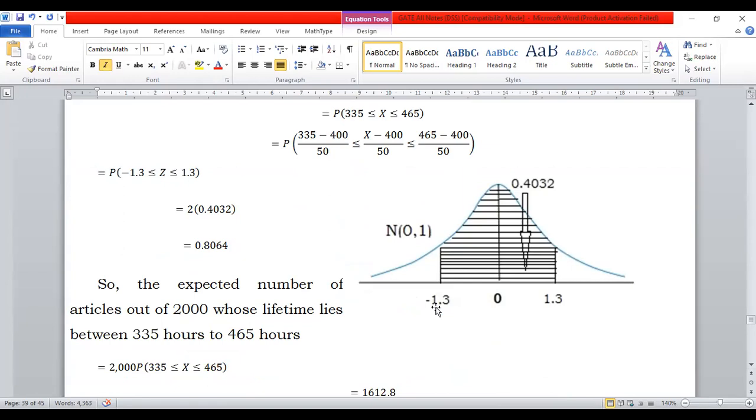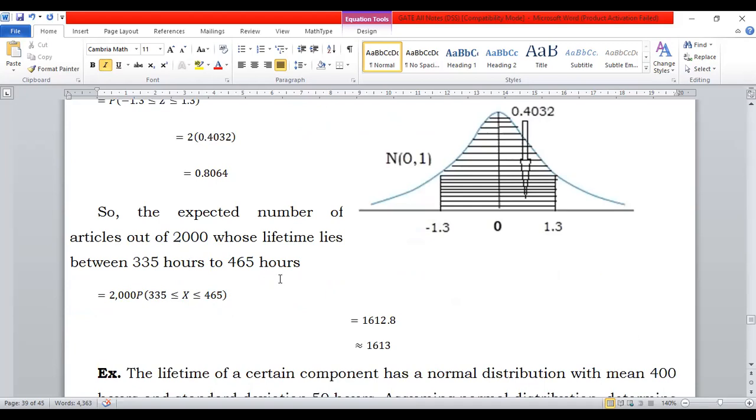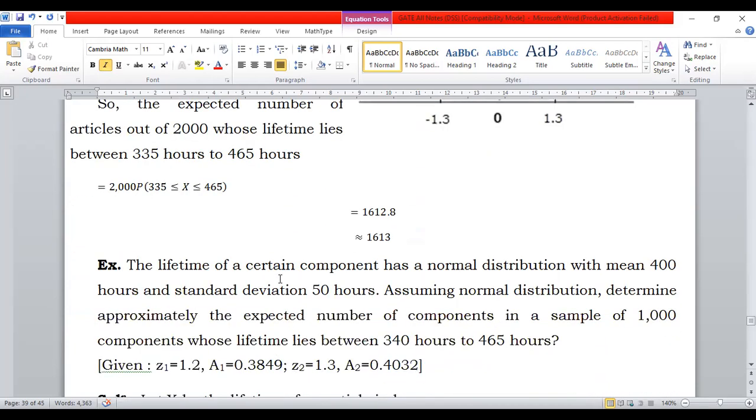From the problem itself, the area between Z equal to 0 and Z equal to 1.3 is 0.4032. And the required probability is nothing but the area of the shaded region. It must be 2 times because it is perfectly symmetric at Z equal to 0. This is another variety. 2 times the area between Z equal to 0 and Z equal to 1.3, and that is equal to 0.8064. Then for finding the expected number, we have to multiply by the total like that.